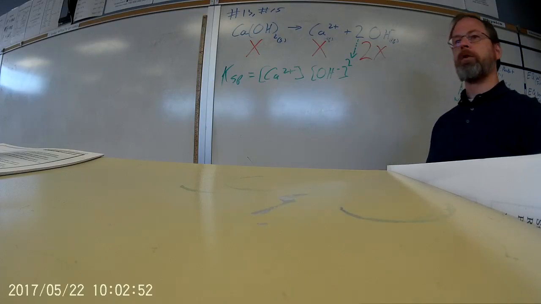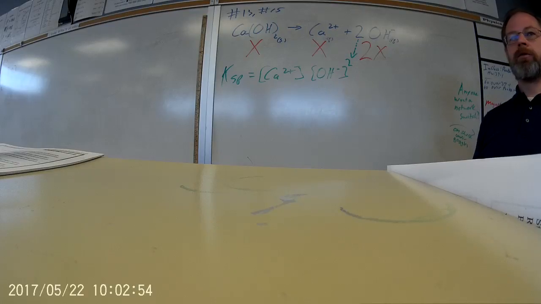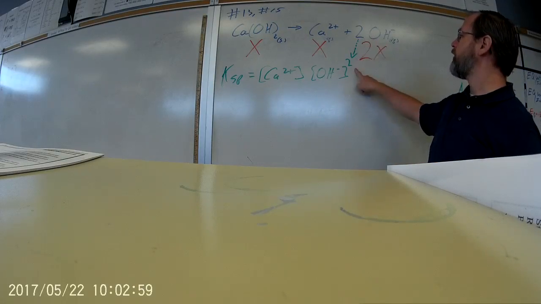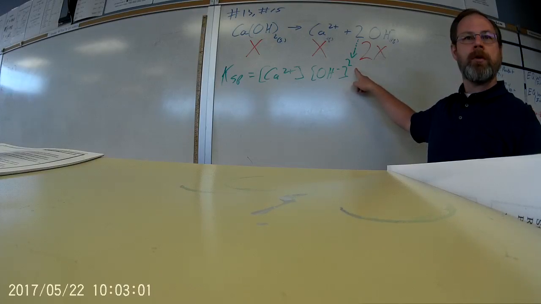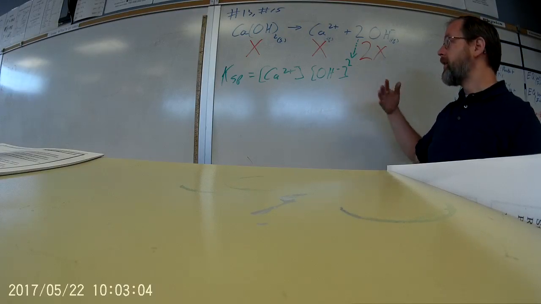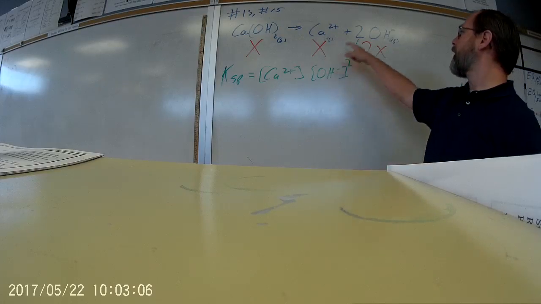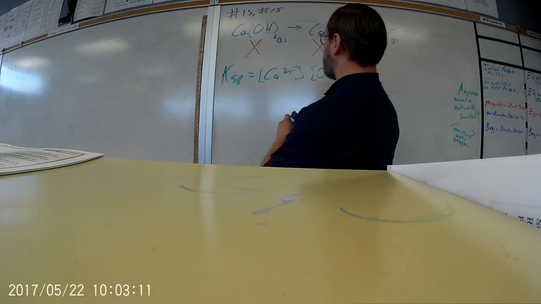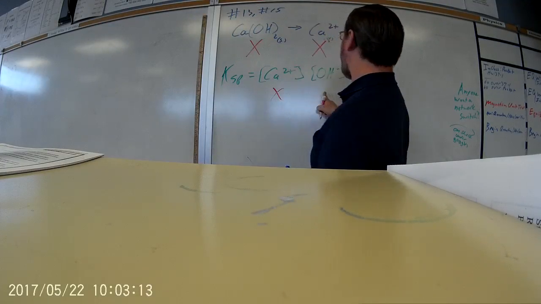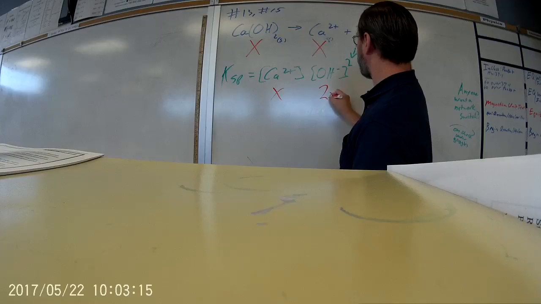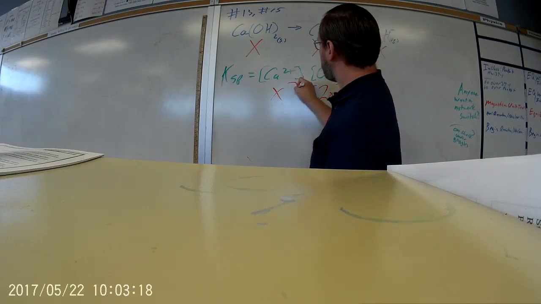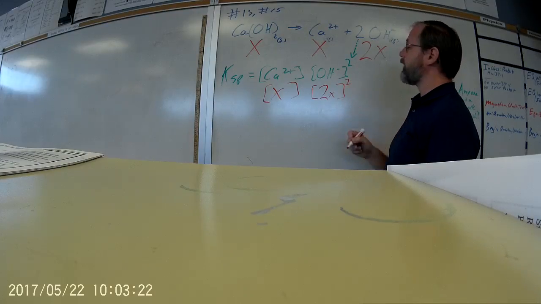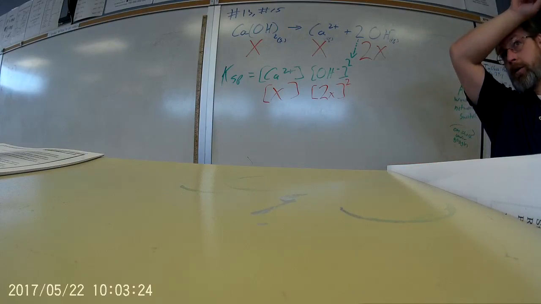Exactly right. Excellent question. So that's where things get a little weird, in that now we have 2 hydroxides. That 2 needs to become an exponent down here. So far, so good? Mm-hmm. Okay. Next, we still bring our x's down, but the calcium gets an x, and the hydroxide gets a 2x. So the calcium 2 plus is just x. The hydroxide is 2x, and that square does not go away.